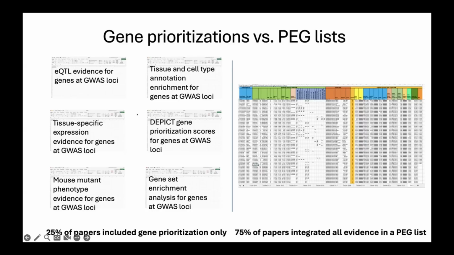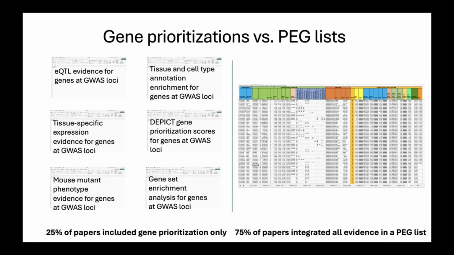So all the papers did gene prioritizations, but kind of surprisingly to me, 25% of them did not integrate the results into a PEG list. So on the left here, there's one study where they looked at 6 different evidence types and ranked the genes for each of the evidence types, and they're all in a separate table. So it's not easy to get an overall conclusion from that. 75% of papers, however, did integrate all the evidence into a PEG list. And this is an example of a beautifully organized and color-coded one that was really, really easy to work with.